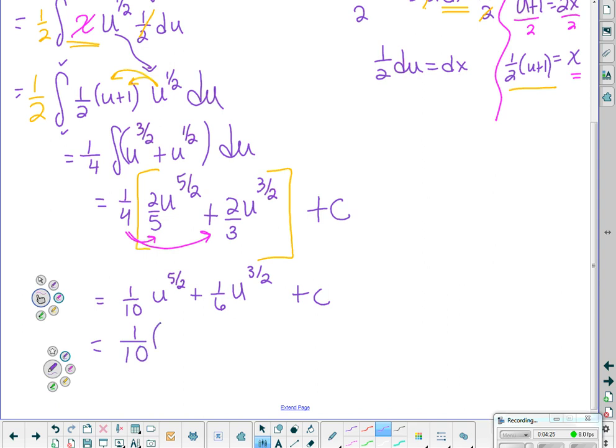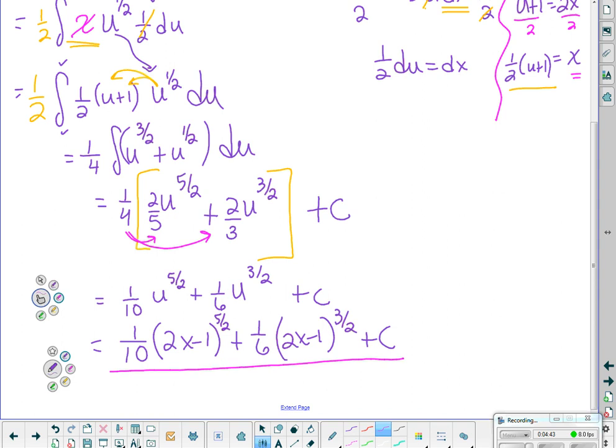Now let's substitute back for our u, and u was originally set up to be 2x minus 1. So we have 1/10 times 2x minus 1 to the 5/2 power plus 1/6 times 2x minus 1 to the 3/2 power plus c. And there, we're able to solve it. Next.